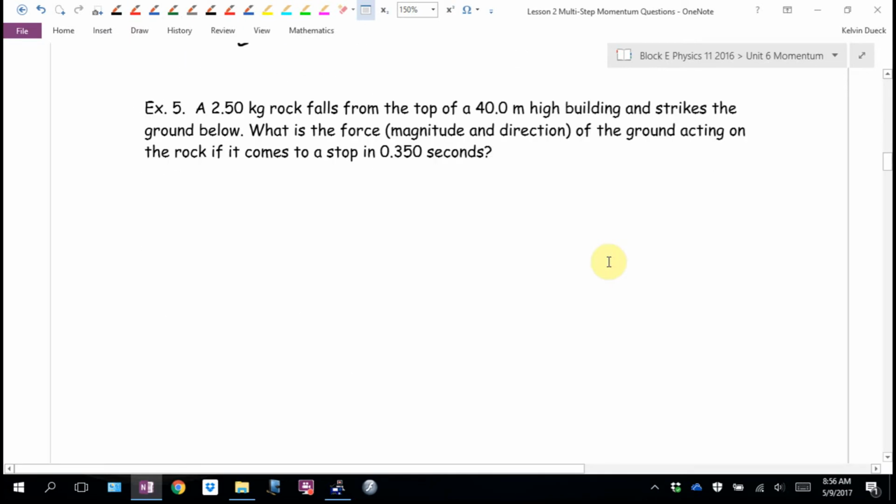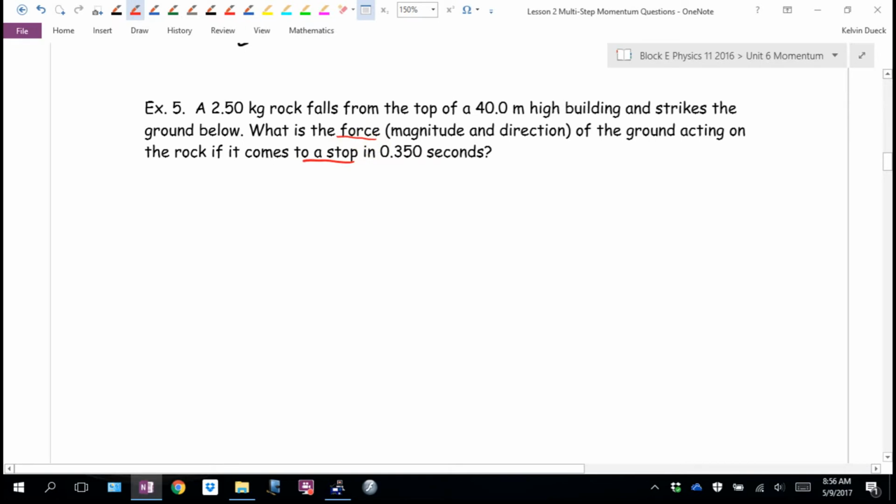A rock falls from the top of a 40-meter high building and strikes the ground below. What's the force, magnitude, and direction of the ground acting on the rock if it comes to a stop in 3.5 seconds? Comes to a stop. They want the force.